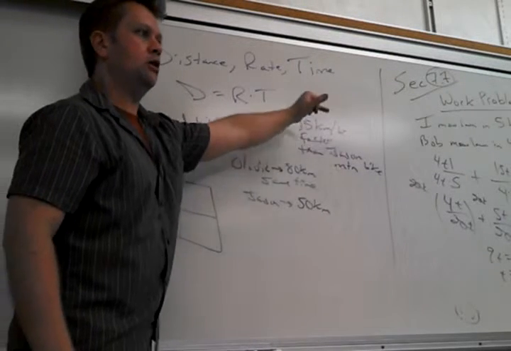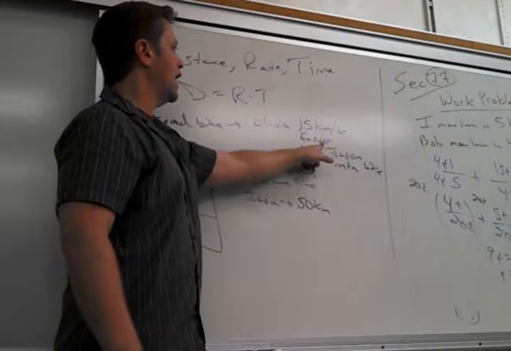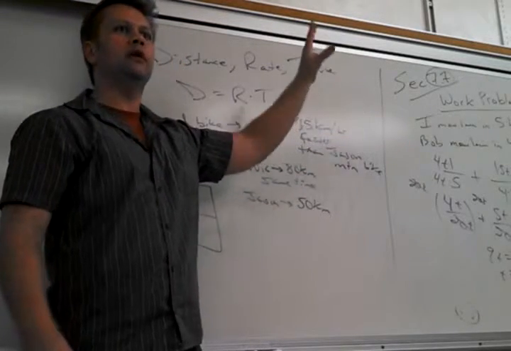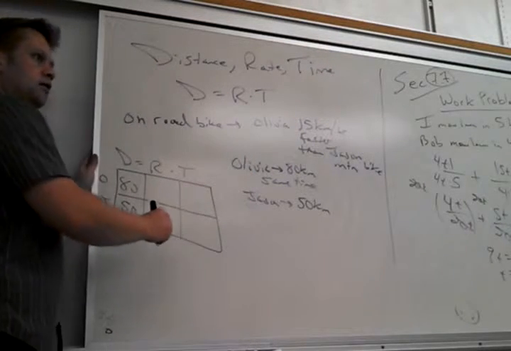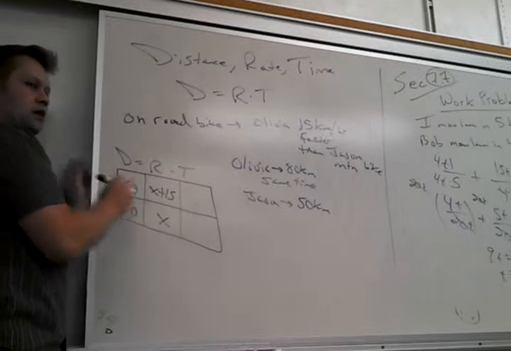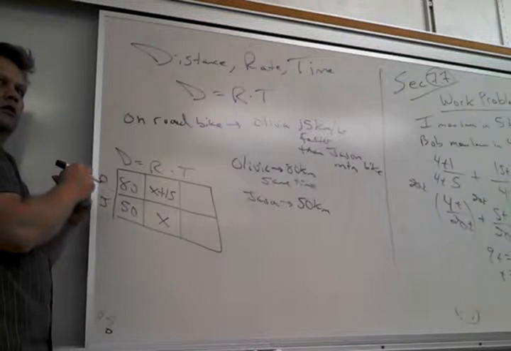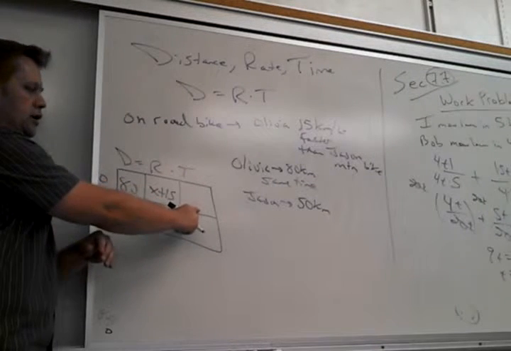I don't know how fast they're going, but I do know Olivia is faster, right? Olivia is 15 kilometers faster than Jason, so who's going to be X? Jason. So if Jason's X, Olivia is X plus 15. You guys see that? The minute you have only two boxes left open, we use the equation to get them.